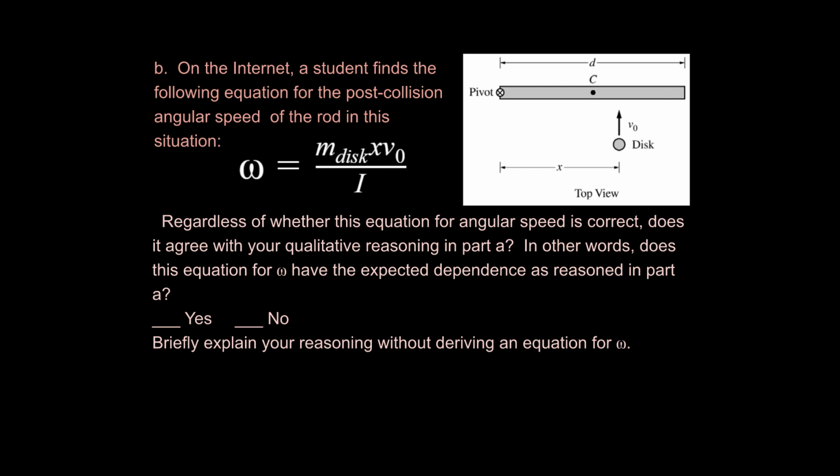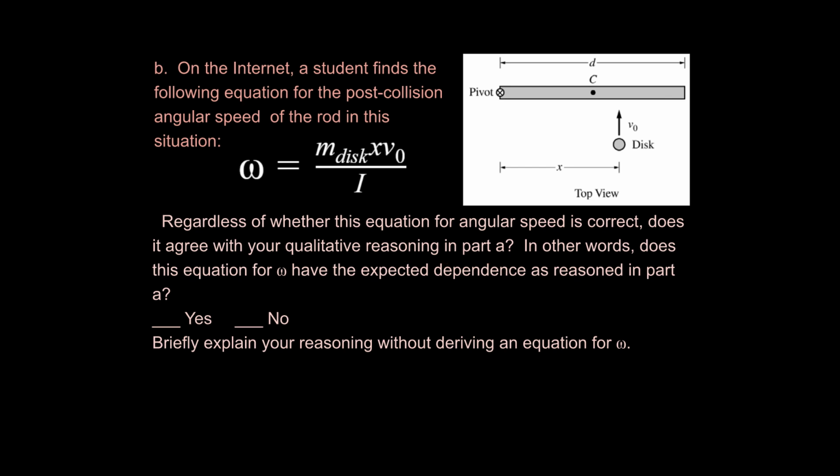And so for B, it says, on the internet, a student finds the following equation for the post-collision angular speed of the rod in this situation: omega is equal to m disc times x times v naught over I. Regardless of whether this equation for angular speed is correct, does it agree with your qualitative reasoning in part A?